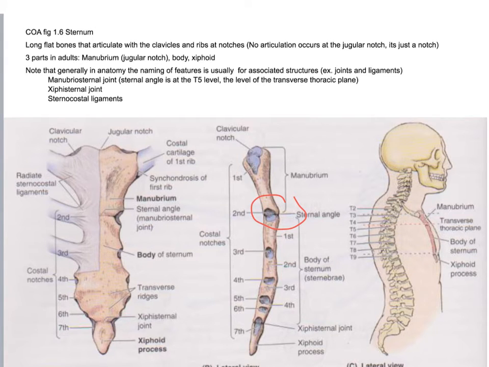What is important about that angle? The angle of Louis is important for the following. The transverse thoracic plane runs from the angle of Louis posteriorly to the inferior border of the body of T4 and the superior border of the body of T5. So from anterior to posterior, you're going to have the transverse thoracic plane that is going to divide the thorax, and it's going to be a landmark that you need to be aware of.